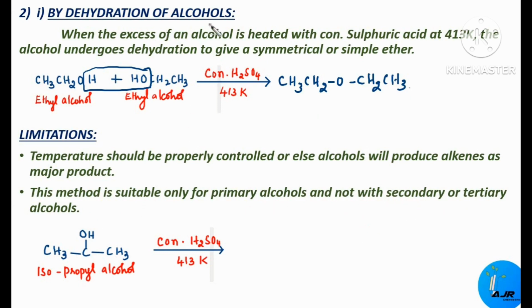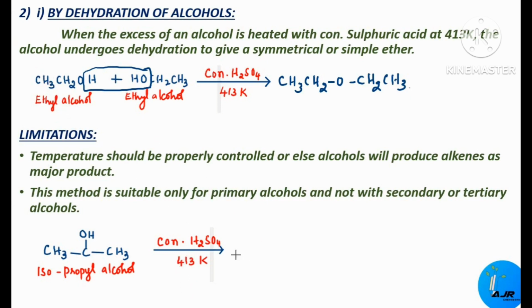So dehydration of alcohols is a suitable method for producing ethers from primary alcohols. Here I've taken isopropyl alcohol, which is a secondary alcohol. The OH group is attached to the secondary carbon, so it is called a secondary alcohol, that is isopropyl alcohol. When this isopropyl alcohol is heated in the presence of sulfuric acid at 413 Kelvin, we'll get the alkene. Let me write the product now.